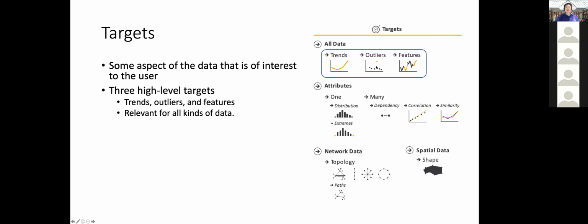So these are probably the 2 most common ones. And then the last one is features, which really just covers everything which is not included, which is not trends or outliers. It goes under features.